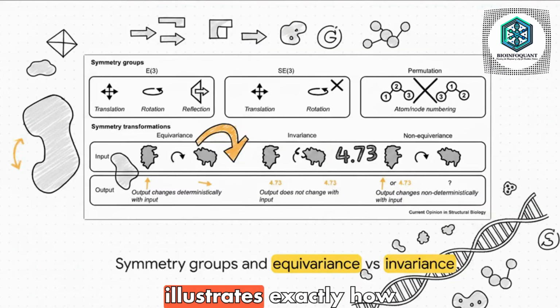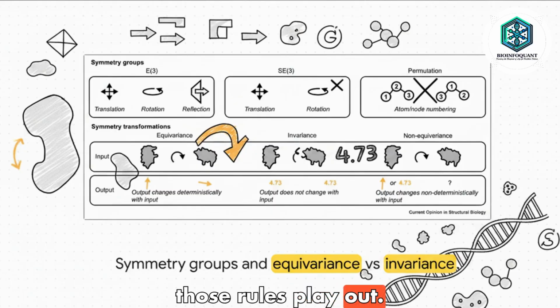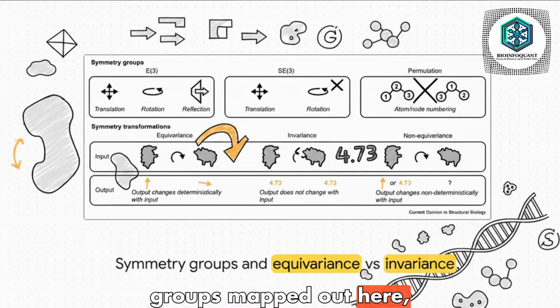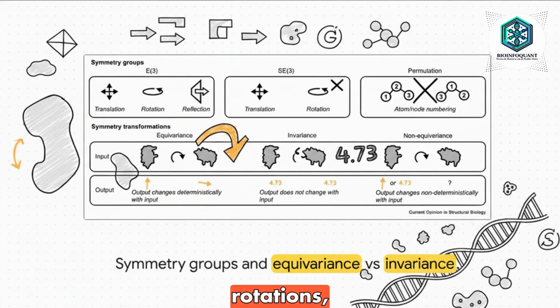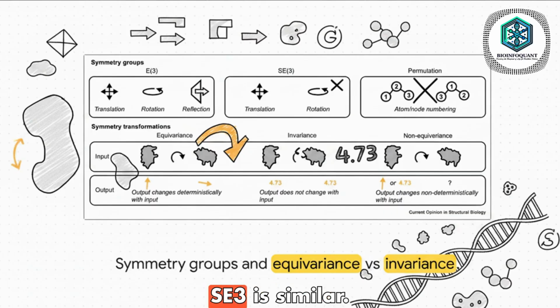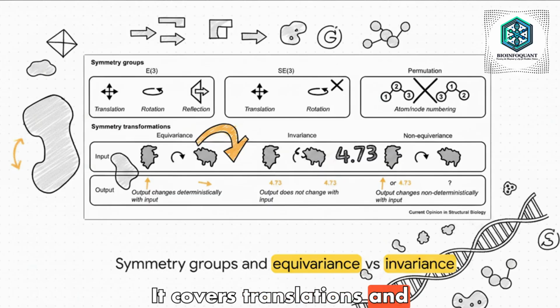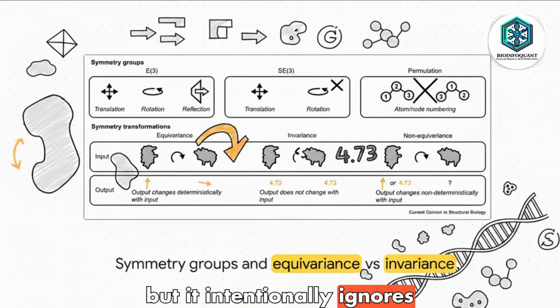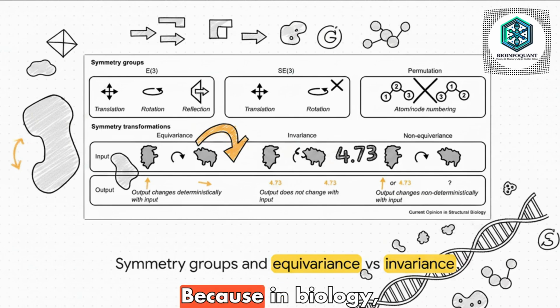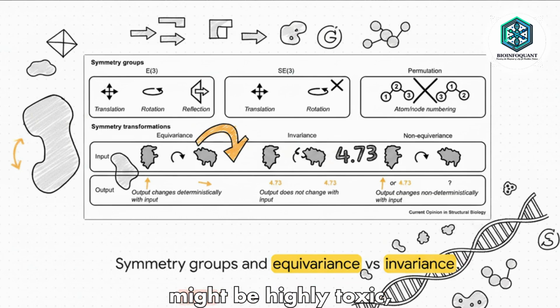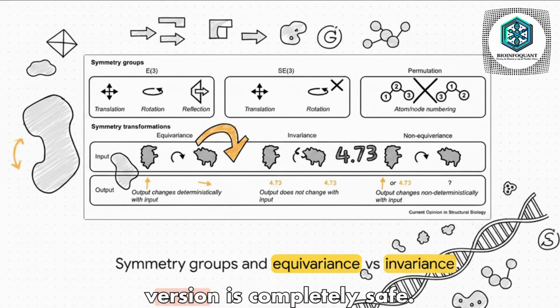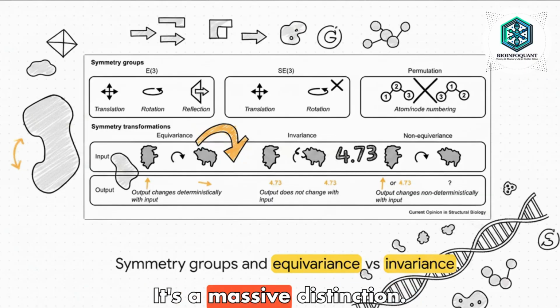And this brilliantly illustrates exactly how those rules play out. Looking at the symmetry groups mapped out here, E3 covers translations, rotations, and reflections. SE3 is similar. It covers translations and rotations, but it intentionally ignores reflections. Why? Because in biology, a mirror image of a molecule might be highly toxic, even if the original version is completely safe. It's a massive distinction.